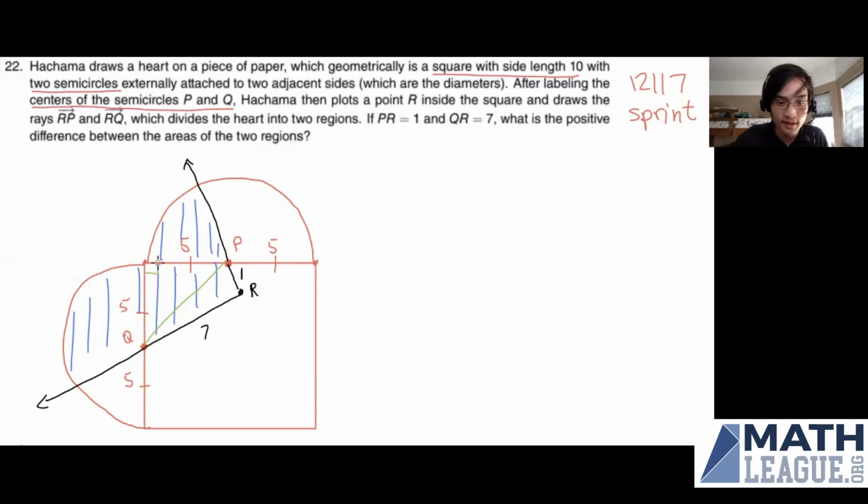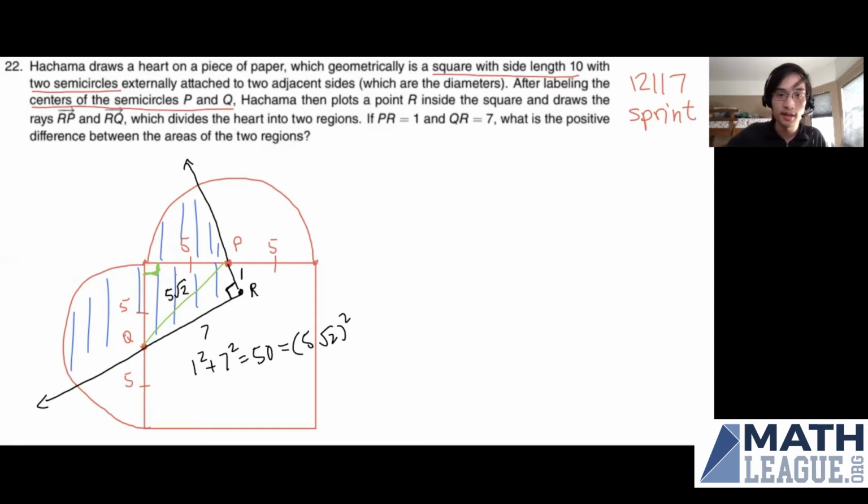Well, it turns out that since this is a right angle here, we can find the length of PQ by the Pythagorean theorem, or 45, 45, 90 triangle, is 5 root 2. Okay, but by Pythagorean theorem again, we can notice that 1 squared plus 7 squared equals 50, but this is also equal to 5 root 2 squared. So Pythagorean theorem actually tells us that this is a right angle, and this helps us greatly.